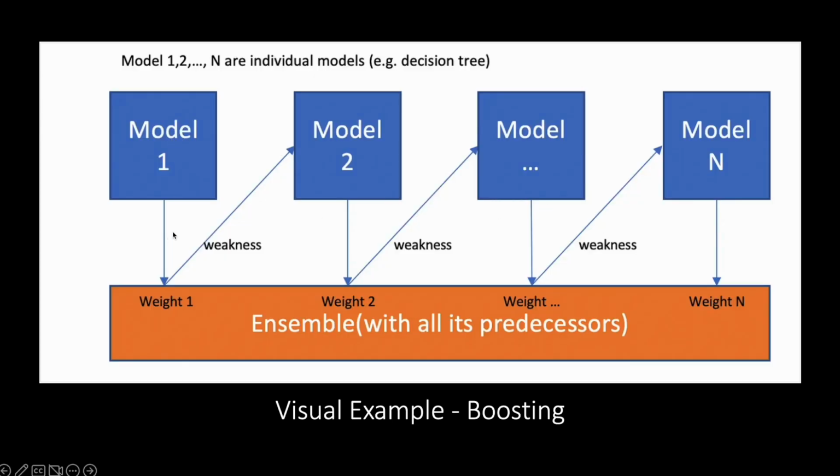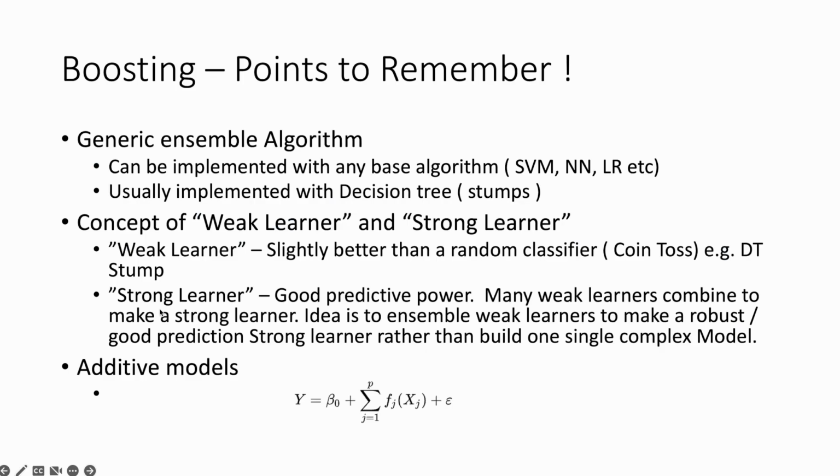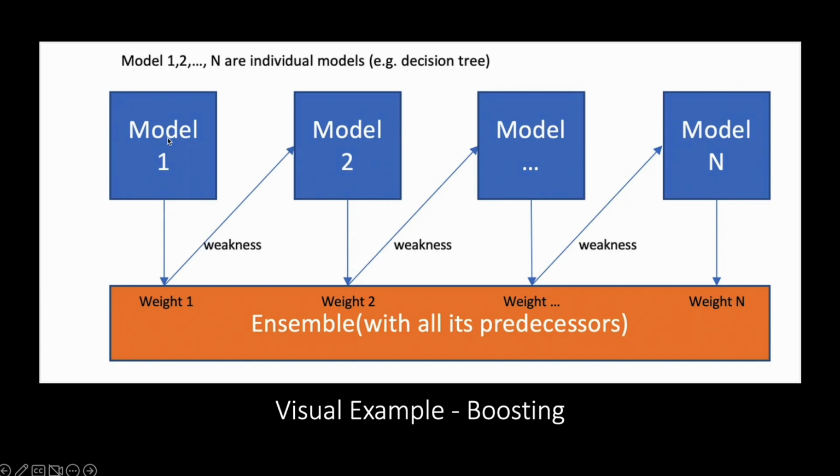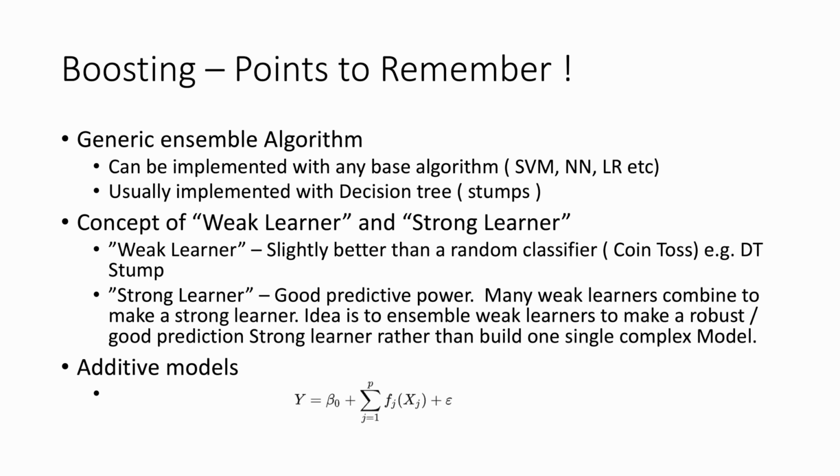Model 1 is feeding it back to model 2. Model 2 is feeding it back to model 3, right? And ultimately, we are taking the weight of model 1, multiplying by model 1 output or classification prediction, and then the sum total of that we are taking as an ensemble, right? So the individual predictions are getting multiplied by a weight, and the sum of that is being given as a final prediction. That is an additive model.